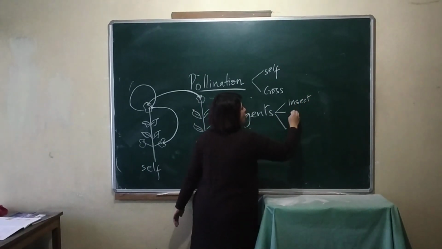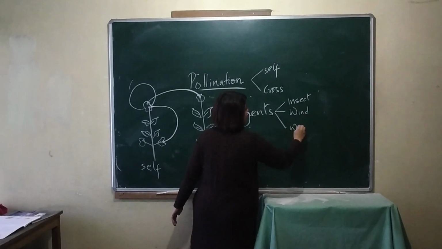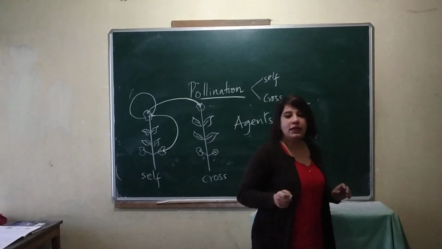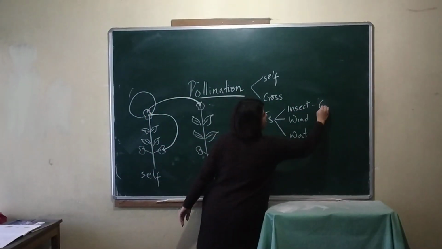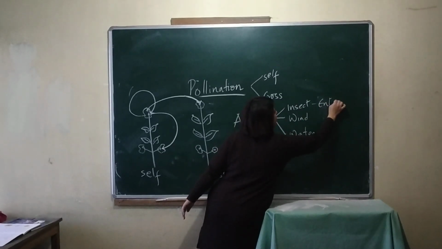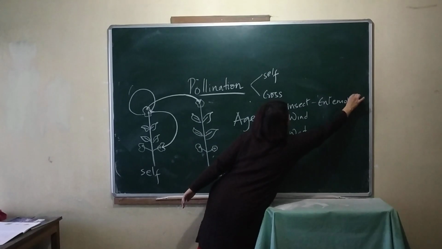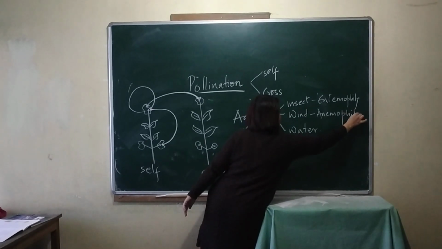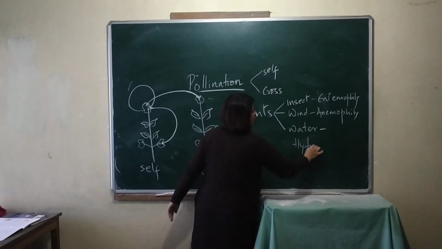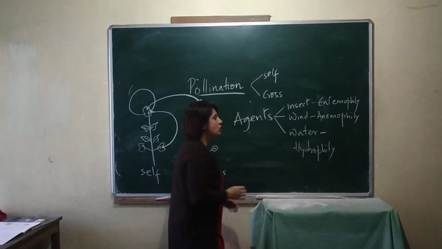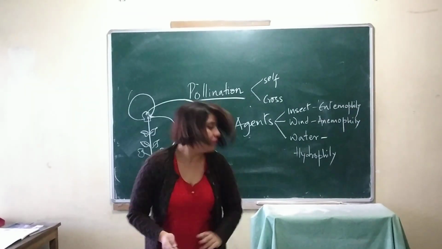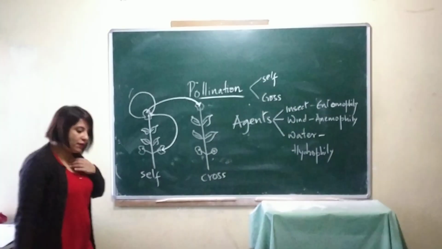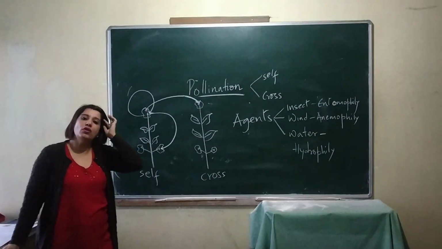Now, there are different agents of pollination, but we'll be discussing only three: insects, wind, and water. Pollination by insects is known as entomophily, by wind, anemophily, and by water, hydrophily. So, if pollination occurs by insects, we call it entomophily, wind, anemophily, and water, hydrophily.